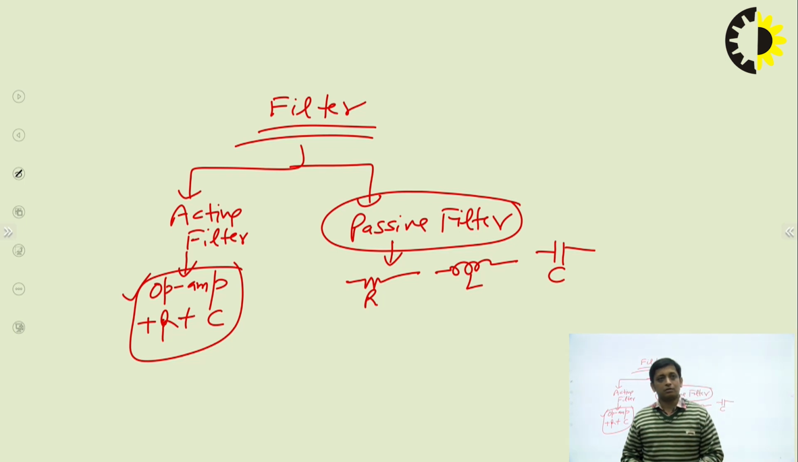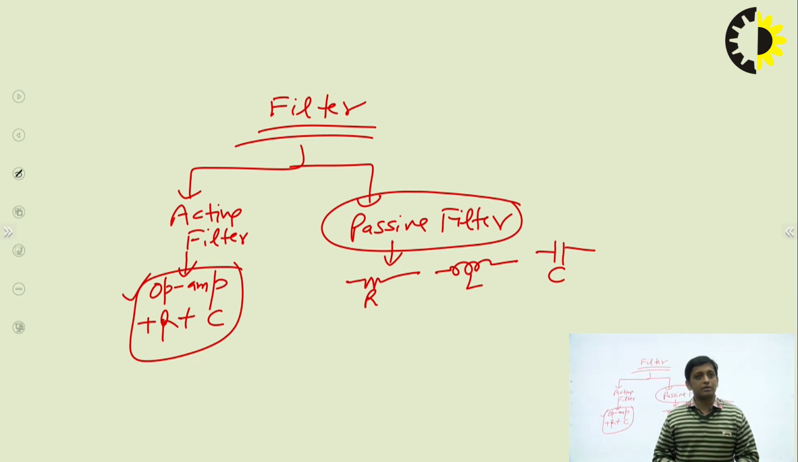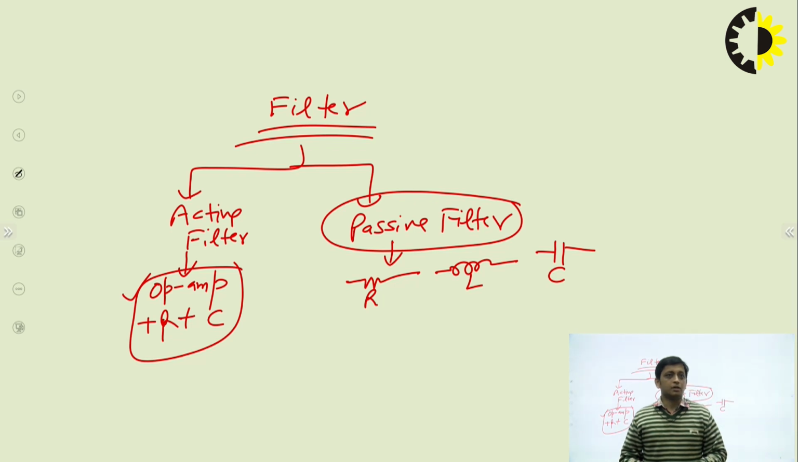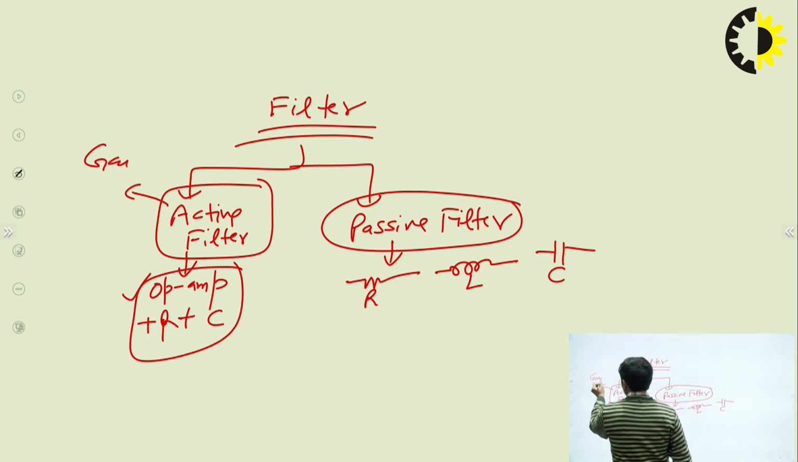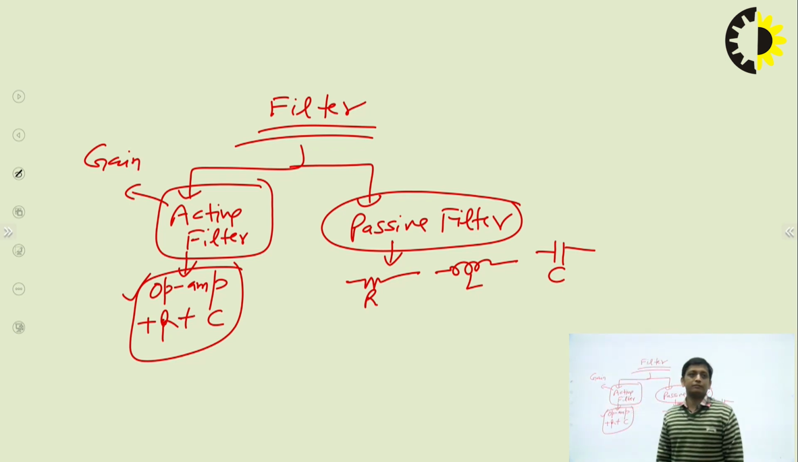There are advantages and limitations of both active filters and passive filters. The main advantage of active filter is that it provides gain. This is the main advantage of active filter. It provides gain. The reason is that it contains an active element, the op-amp, which amplifies the signal. That's why we say that active filter provides gain. But passive filter does not provide gain, because passive filter is made up of only passive elements and passive elements cannot amplify the signal.